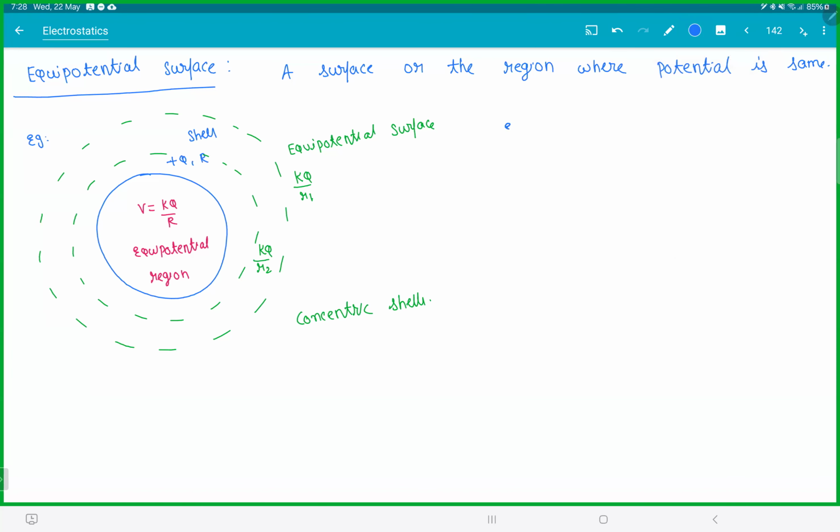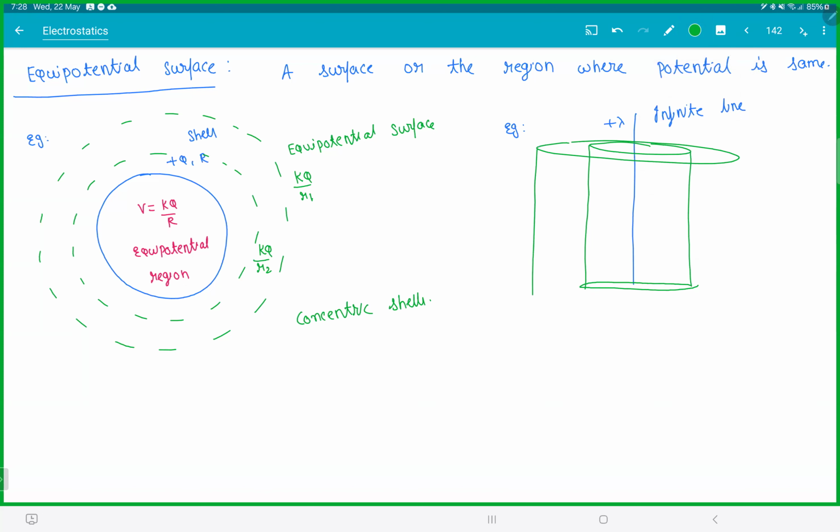If I take one more example, let's say infinite line charge. So here the equipotential surfaces are cylinders, coaxial cylinders. Each cylinder is an equipotential surface. Can you give me another example? Solid sphere will be same as hollow shell. Suppose I take plus Q and minus Q, is there any equipotential surface?